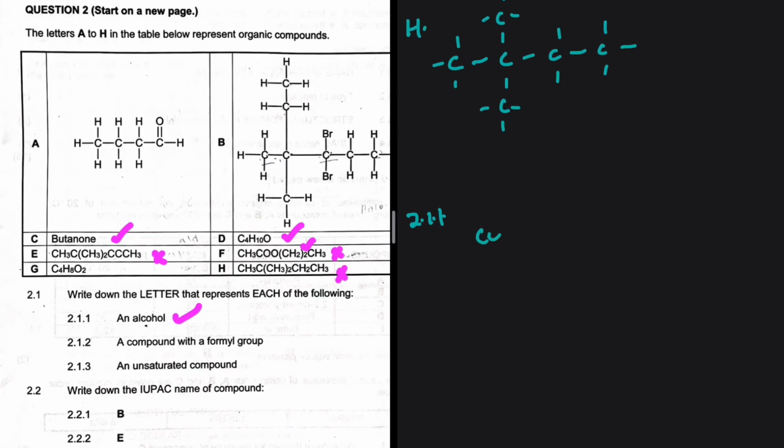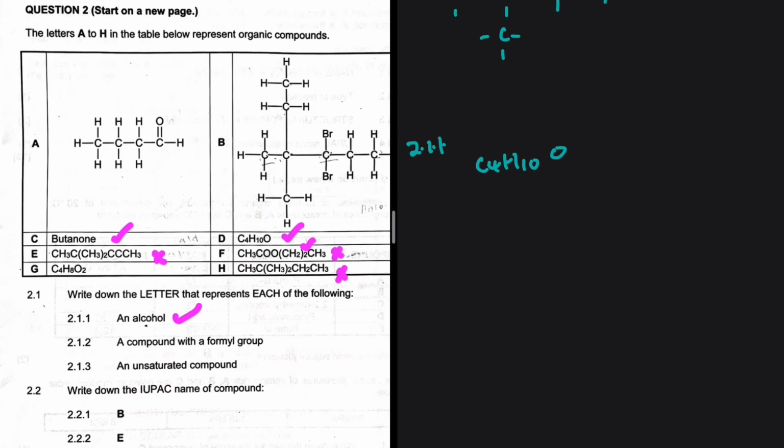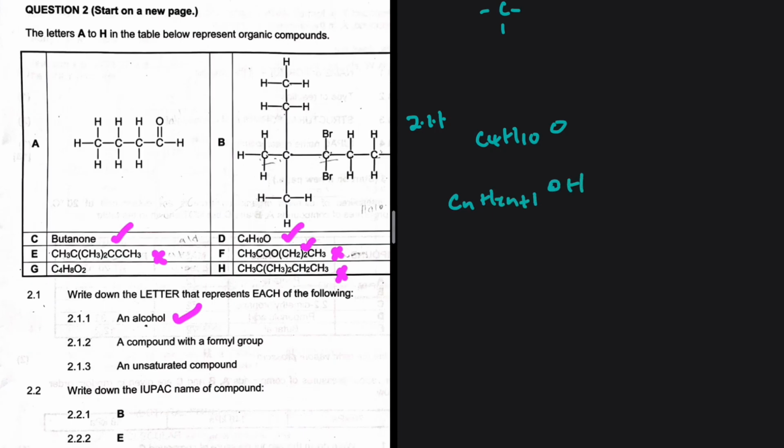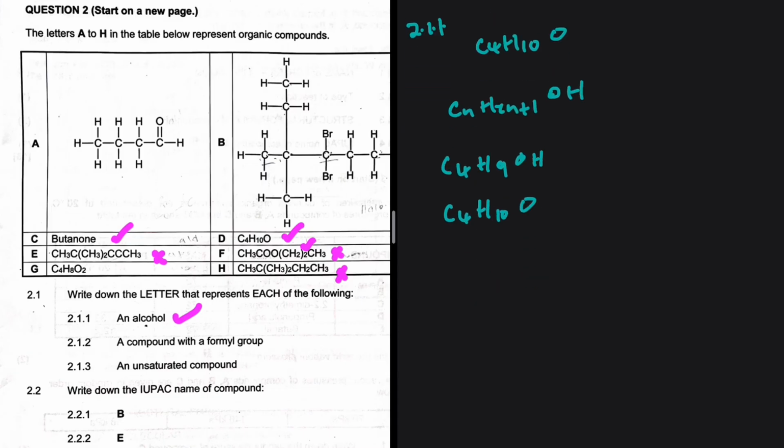For D, we have C4H10O, right? So what is the general formula of alcohol? We have CnH2n+1OH. So let's see how many hydrogens we're going to have if we have 4 carbons. If we have C4, we're going to have 2 multiplied by 4 plus 1, that is 9, then OH. Clearly, this is C4H10O. So the answer to 2.1.1 is D. It's easy to see now that that is actually an alcohol.